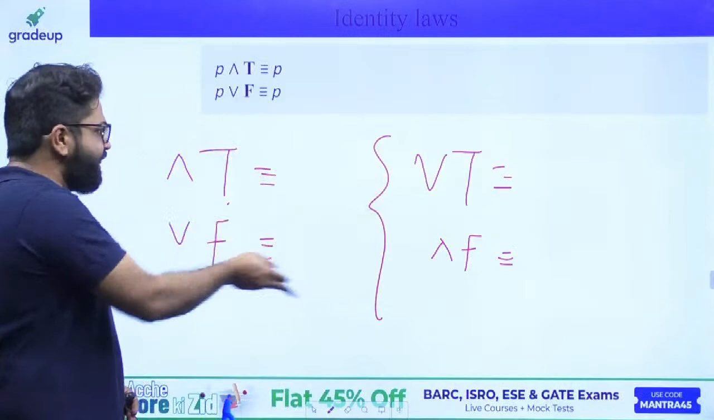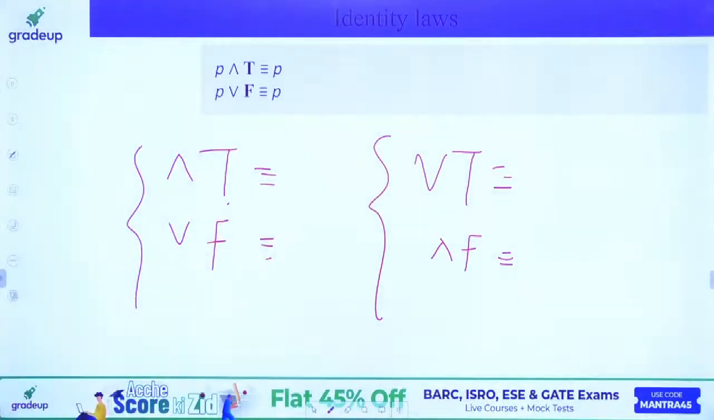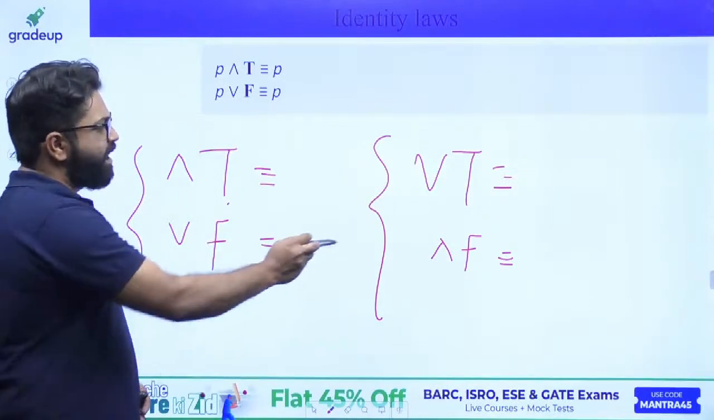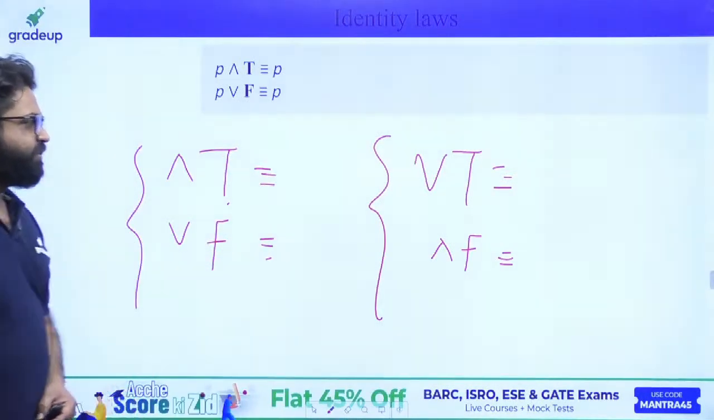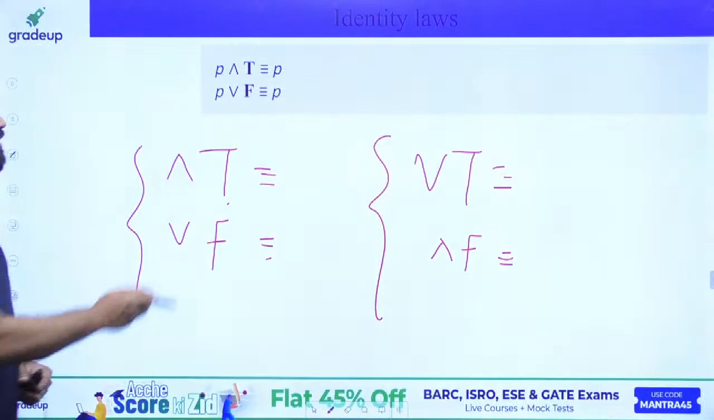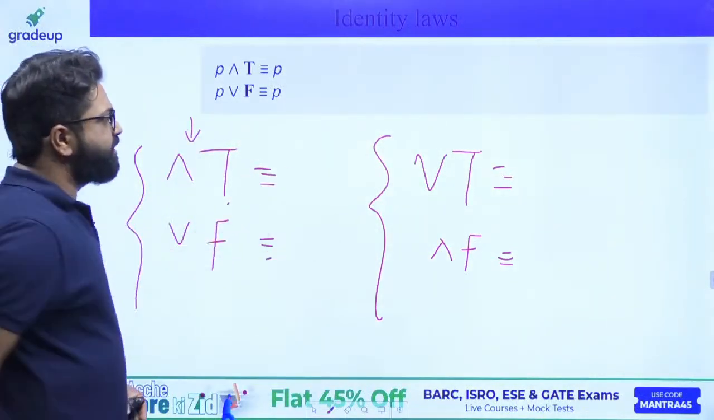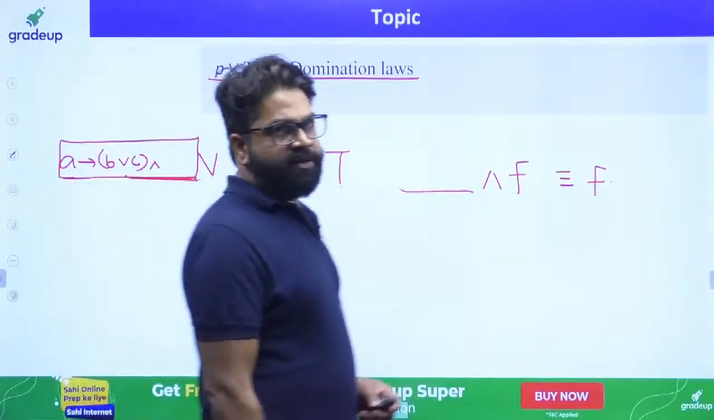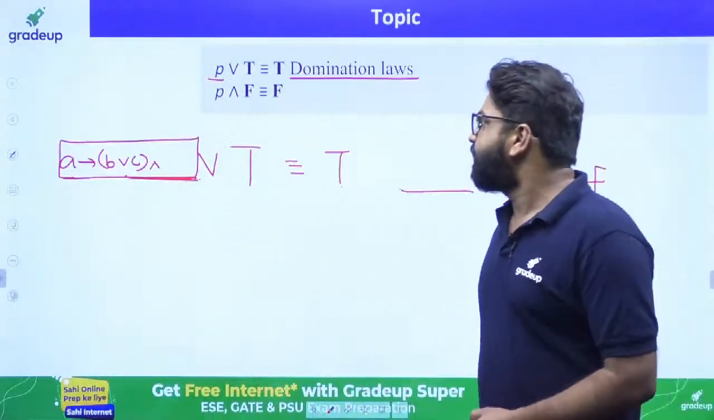When you know that, you can easily come up with this answer. Obviously OR loves true, so the reverse of that is this. AND hates false, the reverse of that is this. So this is basically the identity laws. This one is the identity, and that's a domination law. So we have already seen two rules with respect to logical equivalence.